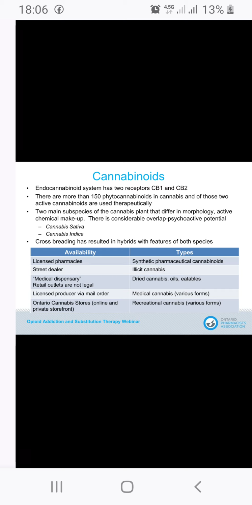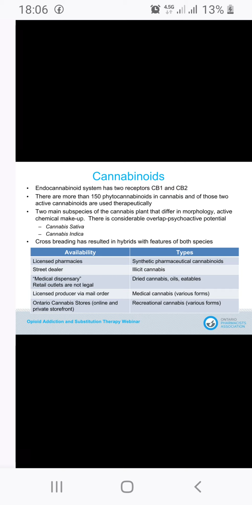If patients are thinking of accessing cannabinoids, there are many avenues through which they can obtain these agents. Firstly, in licensed pharmacies, this is where they can get synthetic, or what we call pharmaceutical grade, cannabinoids. The 2 main ones that you are probably familiar with are Nabilone, or Cesamet, and Sativex, the oral mucosal spray.